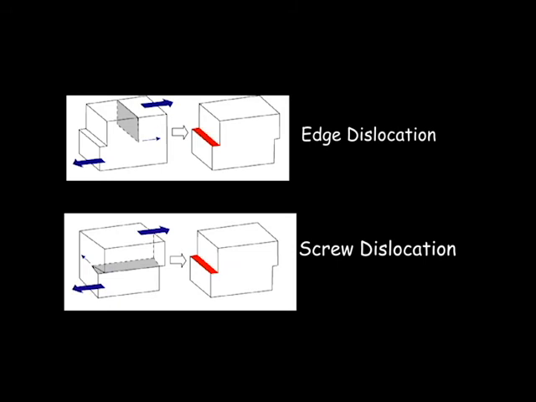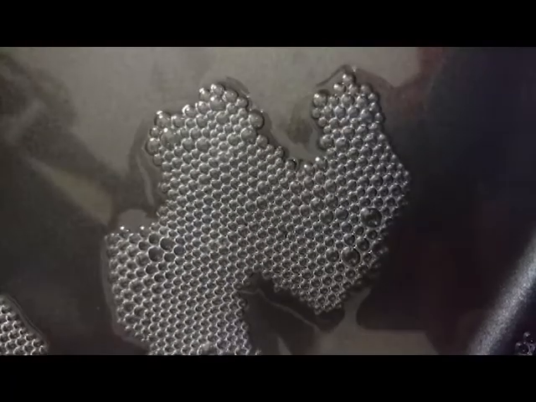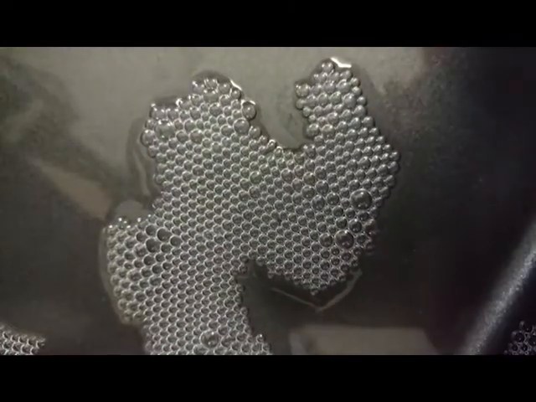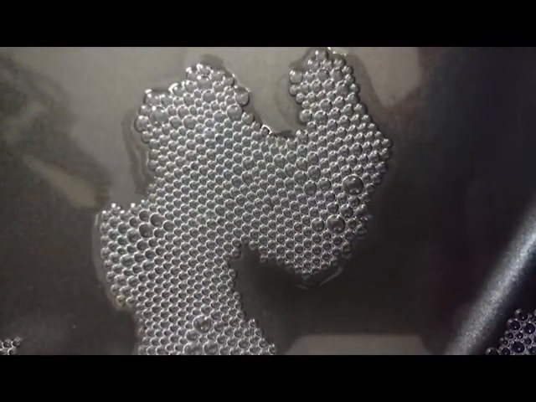Burgers vectors can be drawn on a crystallographic plane for both the edge and screw dislocations. For an edge dislocation, the Burgers vector is drawn parallel to the dislocation motion. For a screw dislocation, the Burgers vector is drawn parallel to the dislocation. The Burgers vector is always parallel to slip.